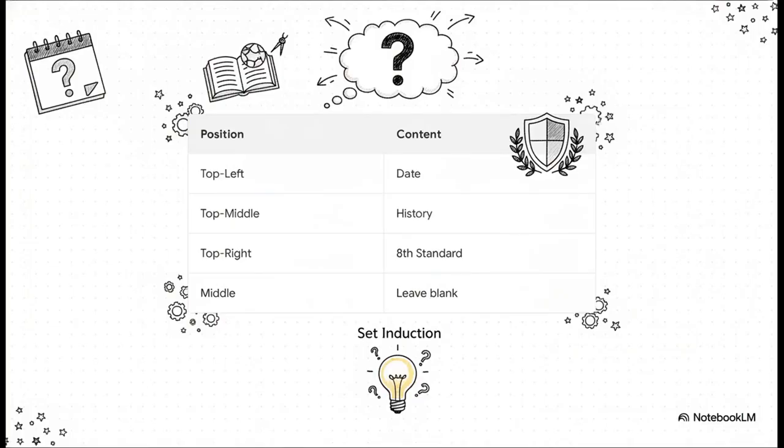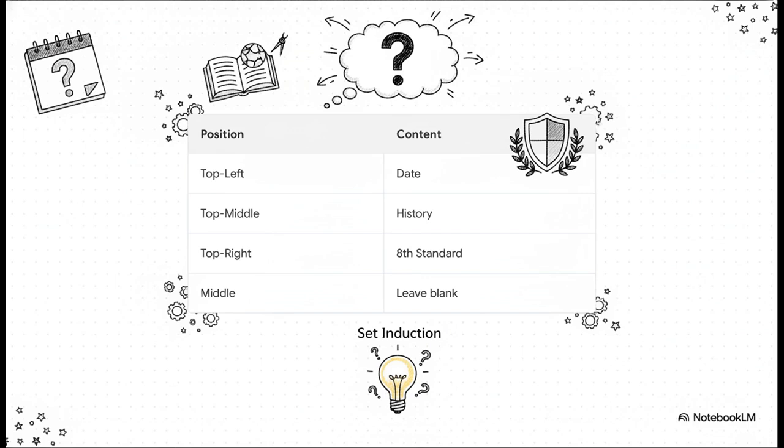Okay, let's start with part 1, the art of introduction, setting the stage. Picture this. It's right before the teacher even utters a single syllable to the class. According to the lesson plan, the teacher completes the board formalities without disclosing the specific title of the day's lesson. They write the date on the top left, the subject, history, at the top middle, and the standard, 8th, on the top right. But right in the middle, they intentionally leave the subunit title completely blank.